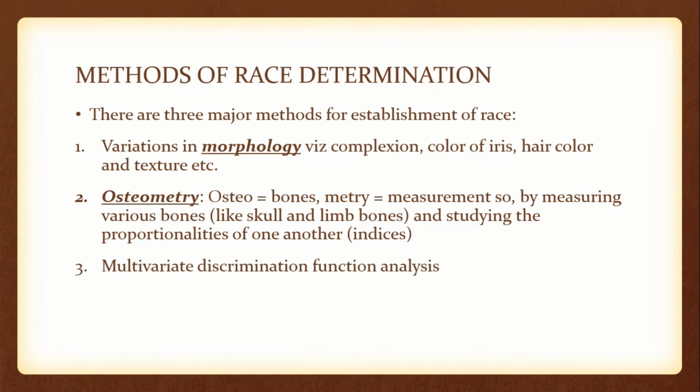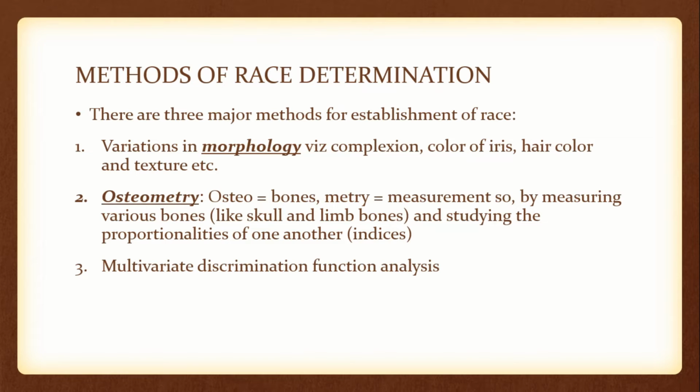And third one is multivariate discrimination function analysis. Just remember its name, that's it. We aren't going to cover detail of this method. We are going to cover details of the first method, that is by studying variations in morphological characteristics, and the second method, that is by doing osteometry, in the second video.